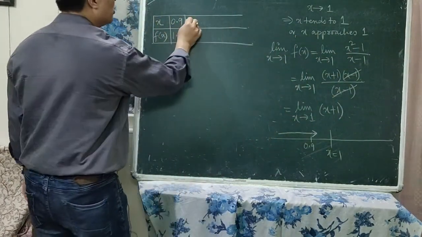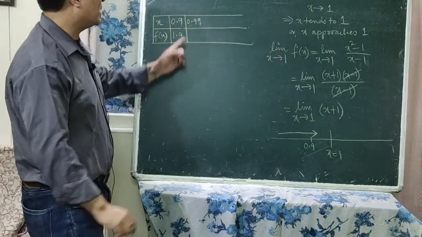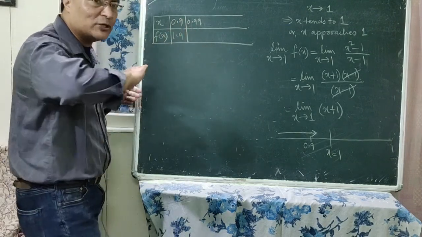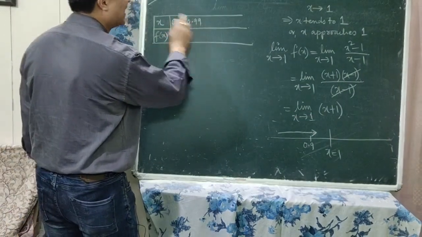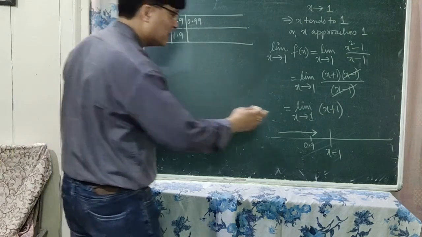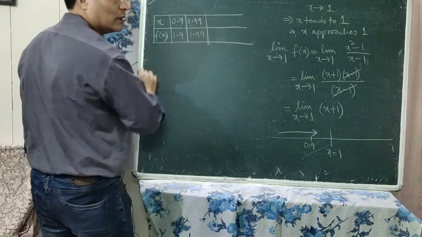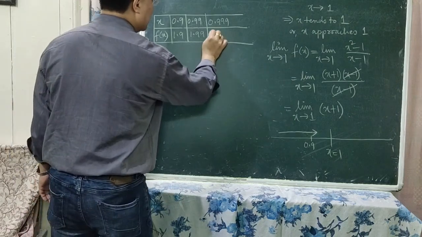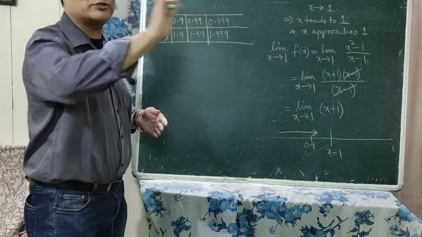We can write 0.99, isn't it? Again we are approaching towards 1. So 0.99 is slightly greater than 0.9. That means we are approaching towards 1. If you put 0.99, what do we get? 0.99 plus 1 is 1.99. Again if you write 0.999, what do we get? 1.999. Again we are approaching towards 1.